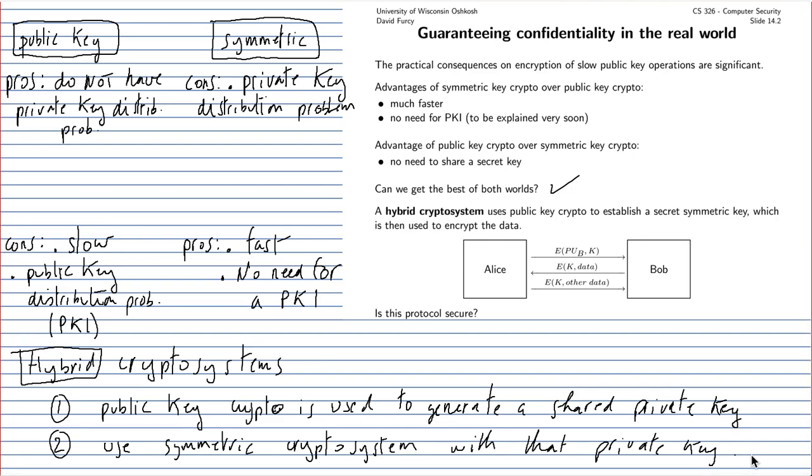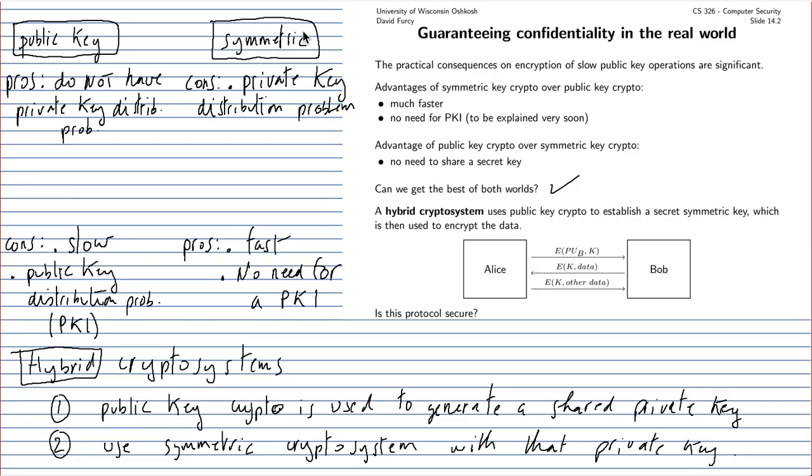Okay, so hybrid crypto systems take advantage of both approaches. First, they use public key cryptography, which is slow, but it's okay because we're not using it to encrypt whole communications. We're only using it as a preliminary step to agree on a shared private key. And then they use this shared private key in a fast, symmetric way of doing encryption and decryption.